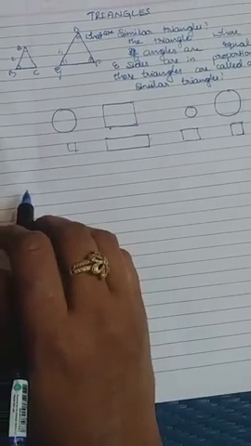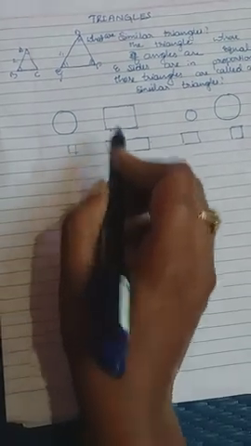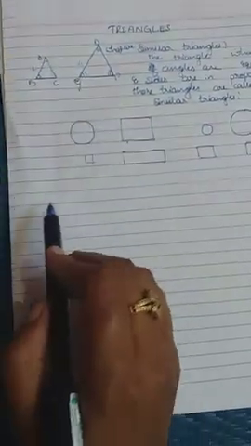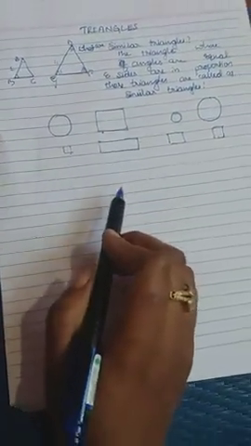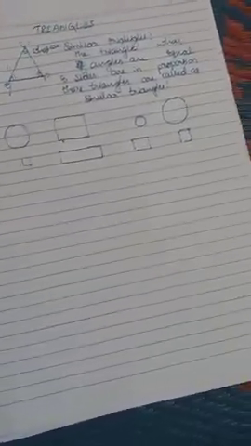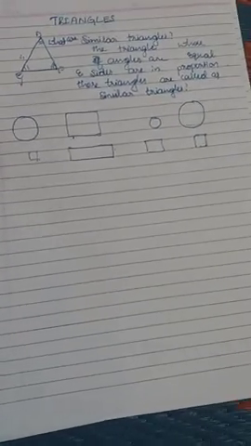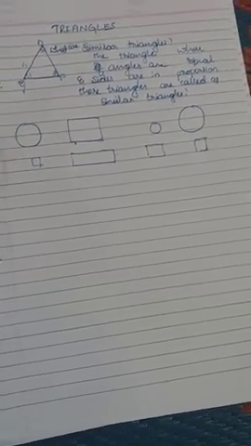If you are giving examples of similar figures, two triangles are similar, two squares are similar. And as examples of non-similar figures, we can give one circle and one square, or one circle and one rectangle. So these are the similar and the non-similar examples. I hope you understand this, right? Similar and non-similar. Okay.